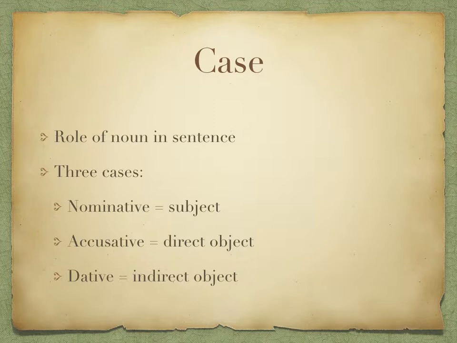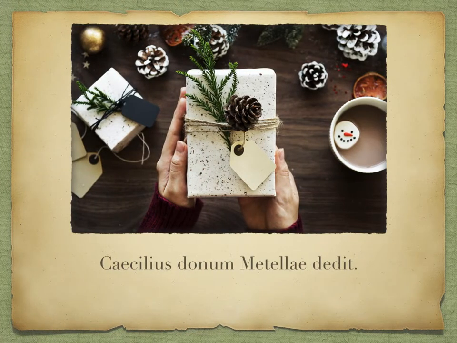This is something that is less directly involved with the action of the verb, and it's translated into English using the word to or for. So we'll just look at an example here. Caecilius donum metellae dedit. Here we've got Caecilius, we've got donum, which means gift, we've got metellae, who we know as Metella, and dedit means gave.